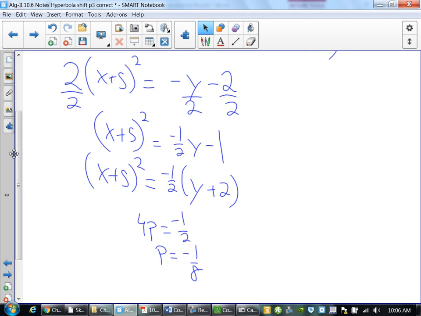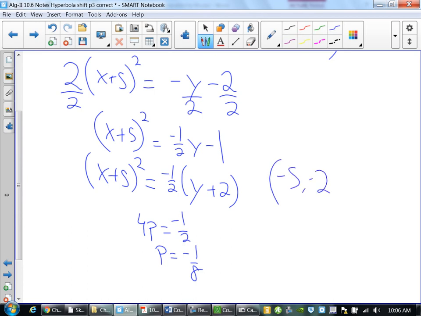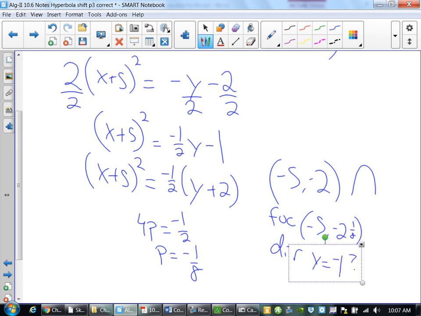But then you also plus, what is on this side? Focus. The focus distance is your value of p from the center. So in this case here, your center is at -5, -2. This one is down like a frown. So what would you subtract 1/8 from, the x or the y coordinate? The y coordinate. So the focus would be at -5, -2 and 1/8. The directrix would be what, -1 and 7/8, because you'd add it going the other way.